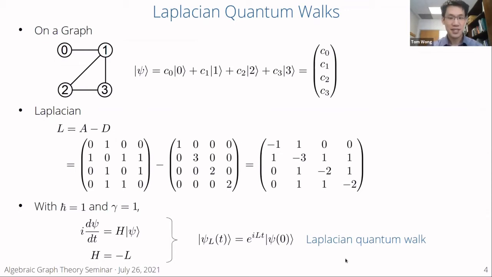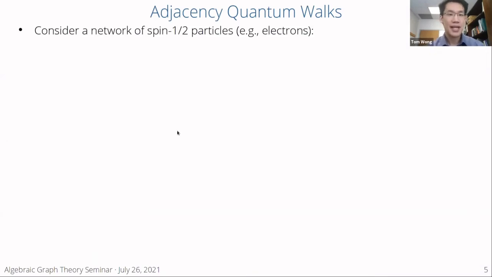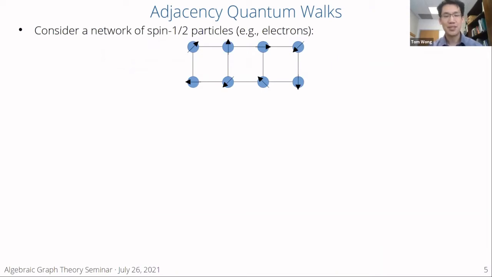All right. So we can do a similar thing, but instead of the Laplacian, we'll get the adjacency matrix by itself without this diagonal degree matrix. And so let's see how we can arrive at that. We're going to look at another physical system. It's quantum mechanical again, and it's going to be a network of spin 1/2 particles. An electron is an example of a spin 1/2 particle. So you can think of this as a network or a graph of electrons. Here I just have 8 electrons and they're drawn in this grid.